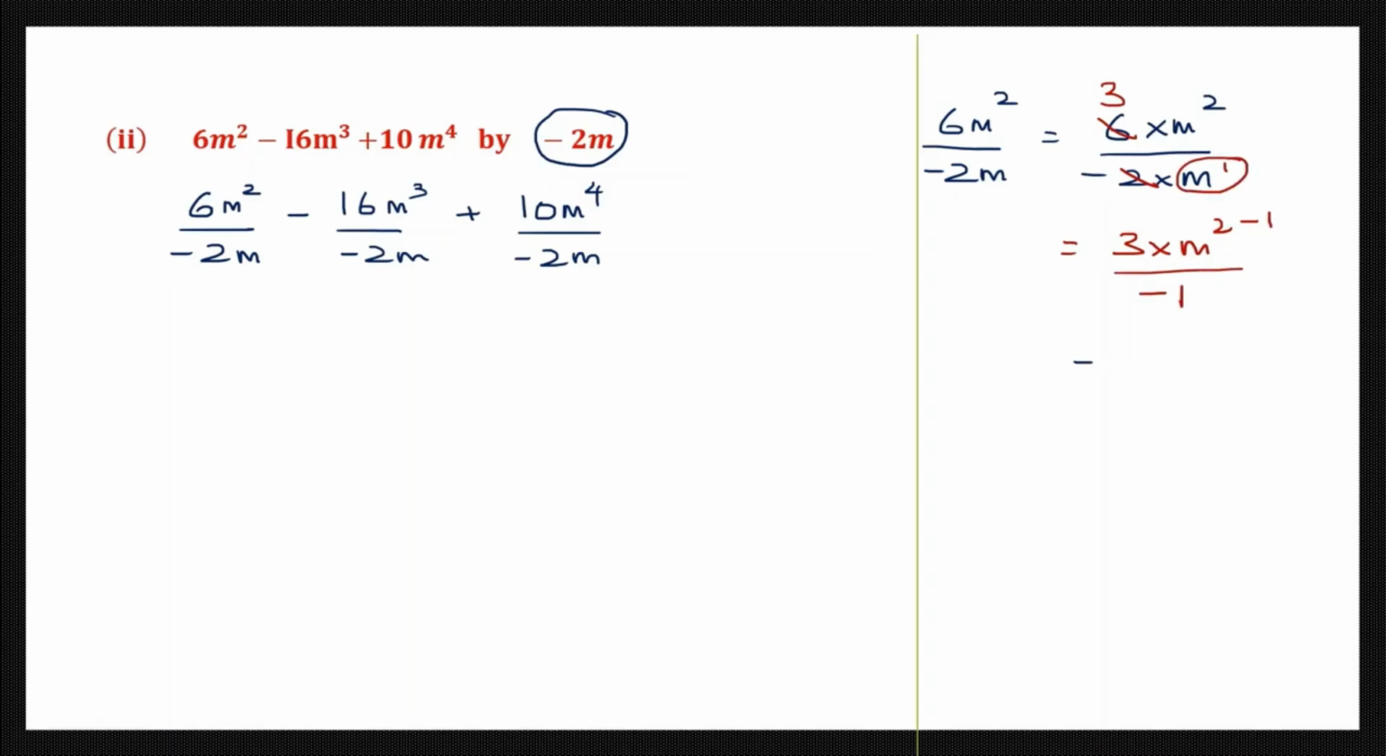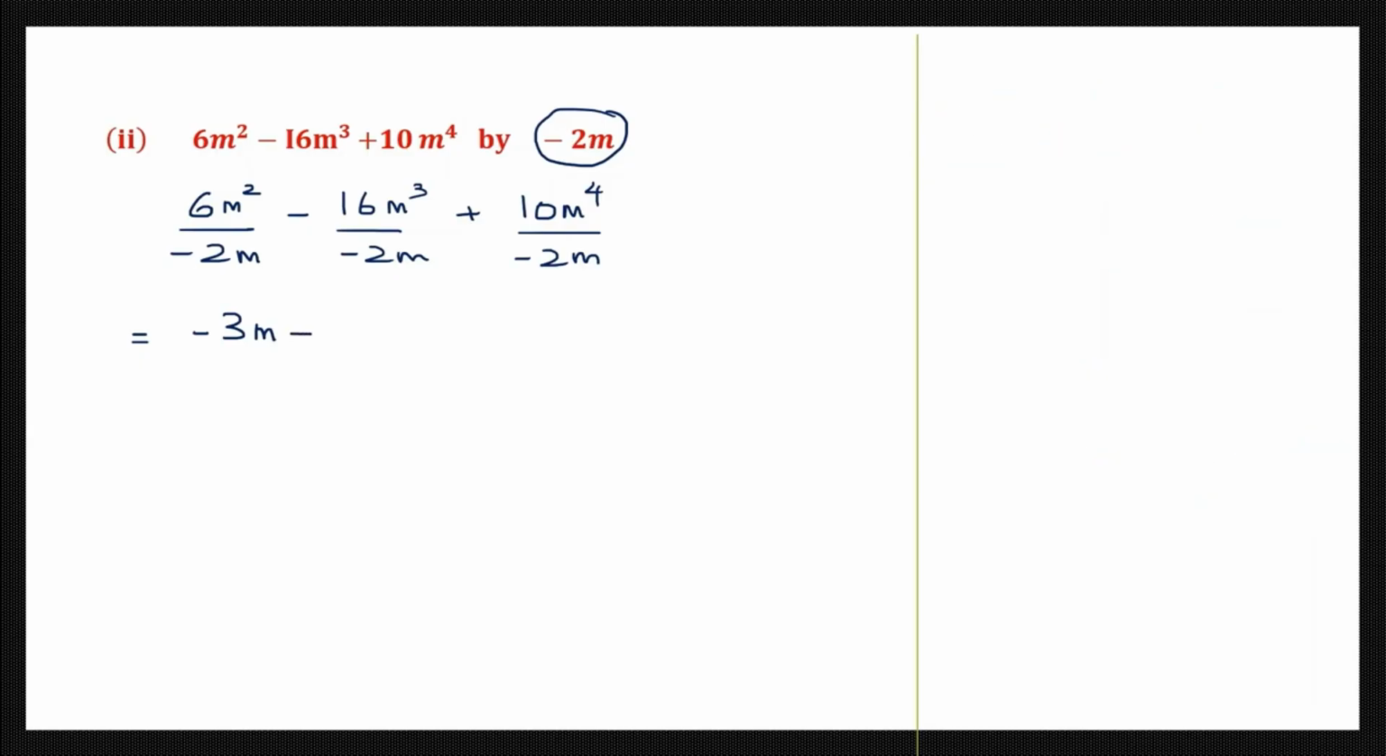So what do we have here? 3 into m to the power of 2 minus 1 is 1 by minus 1, which is 3m by minus 1. Finally, this is simply minus 3m. So let's write it here. The first one has become minus 3m. Now we need to take the second portion. Okay. So let's work out the second term.